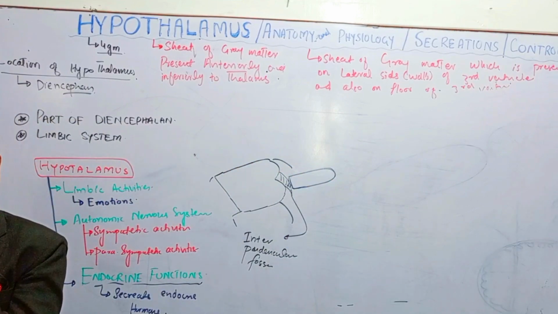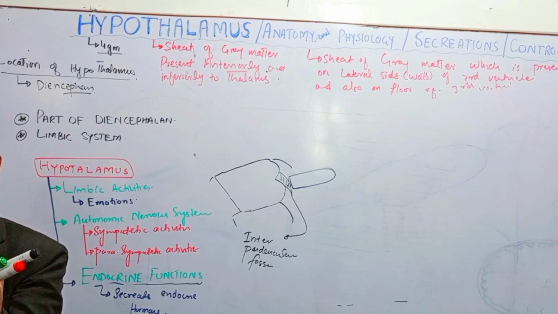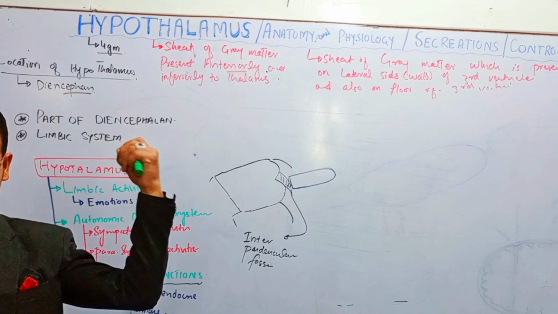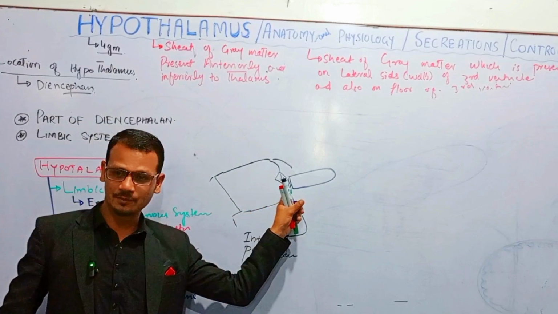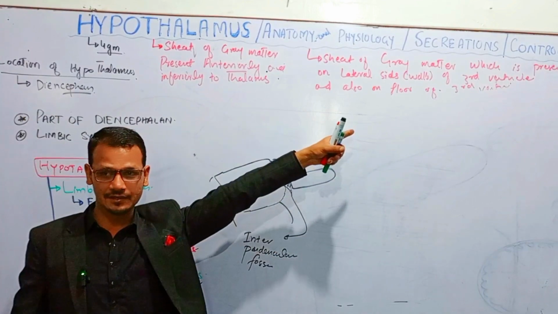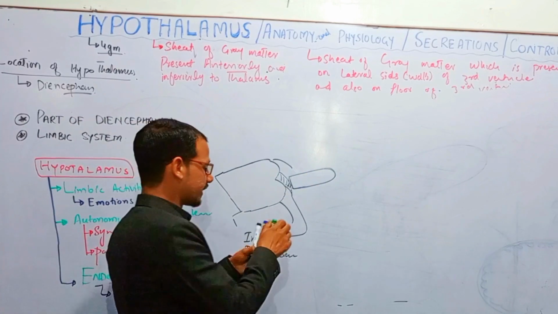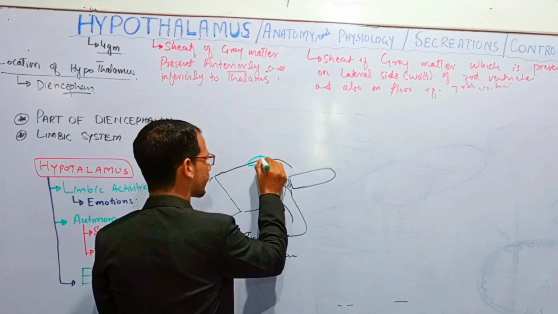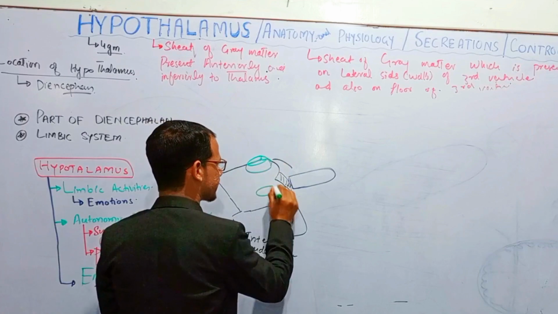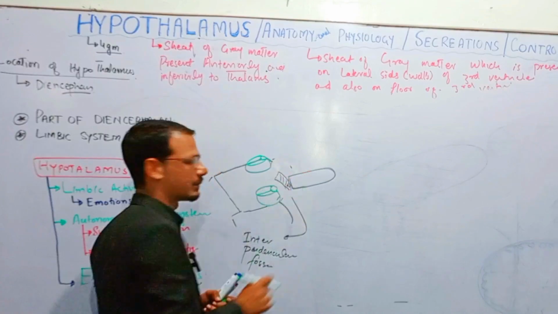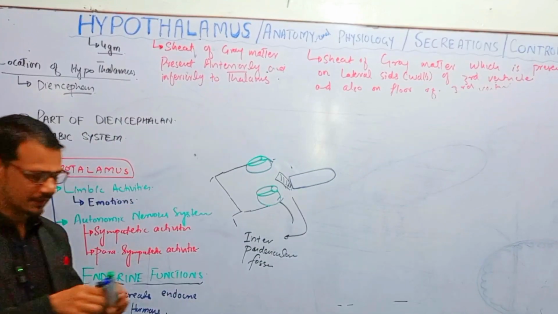We will define this hypothalamus further also, that this is the structure which starts from the chiasma and ends with the interpeduncular fossa. This is the posterior side of hypothalamus, and the chiasma is the anterior side of hypothalamus, right? Here, for example, we have the thalamus. Now you will know these thalamus. This is the thalamus, right?